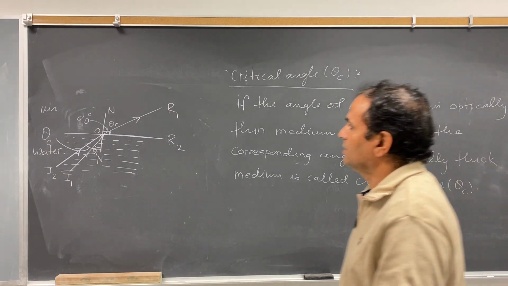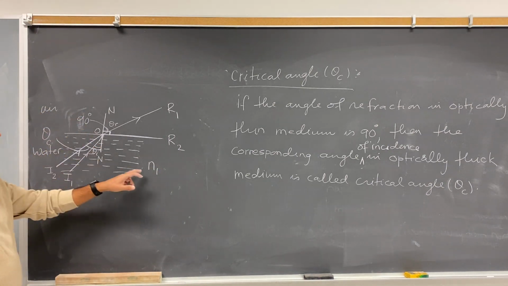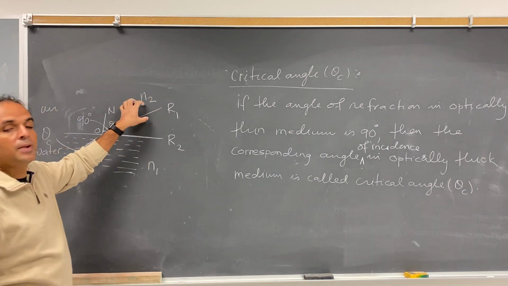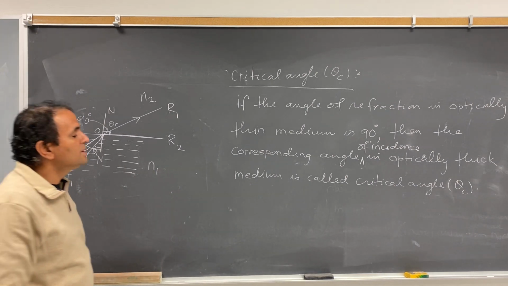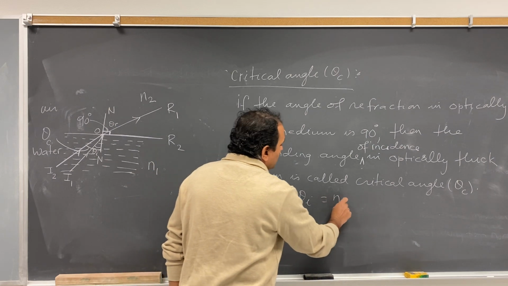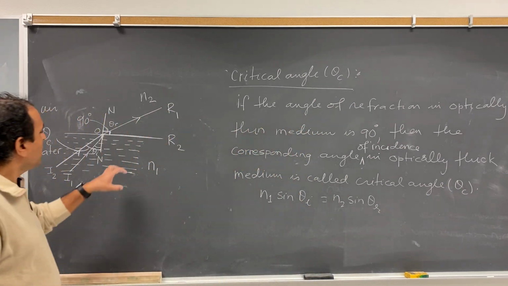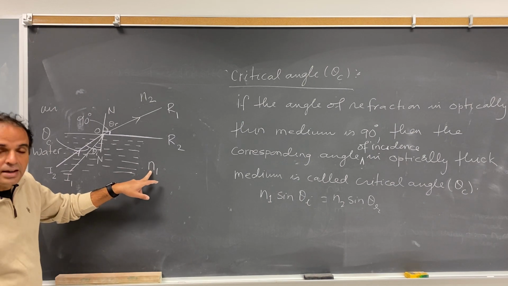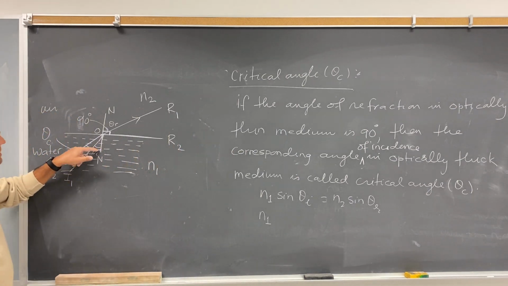Now let us consider N1. In this case, because light travels from water to air, I call N1 the index of refraction of water, and N2 the index of refraction of air. Now use Snell's law. What is Snell's law? N1 sine theta i equals N2 sine theta r. Now N1 in this case is the index of refraction of water, so write down N1. Now what is theta i? Theta i is the critical angle here.